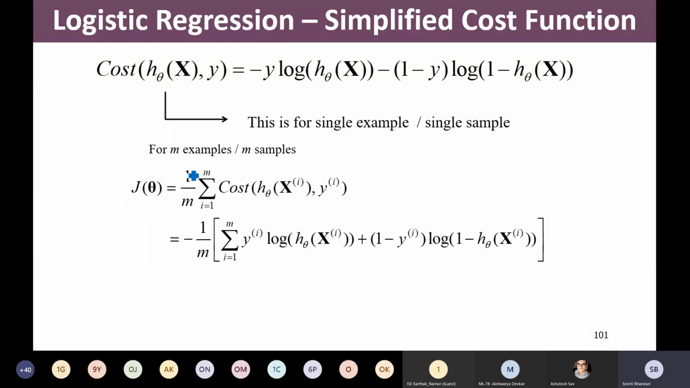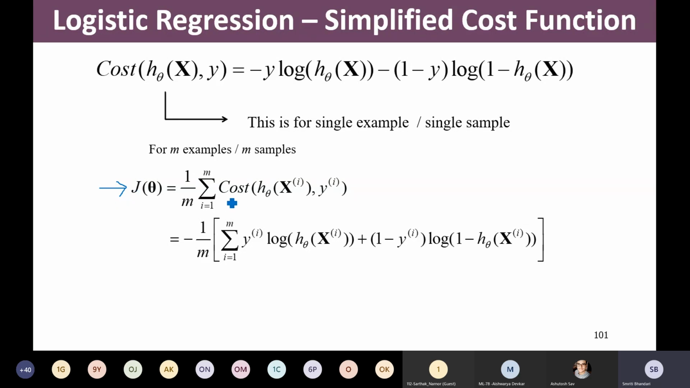So J of theta equal to 1 divided by m summation over i equal to 1 to m of cost of h theta x_i comma y_i. Here i is varying from 1 to m, as I have m number of examples. So we are computing the cost for each example in our training data set, and then we take the average. So this J of theta is providing us the cost for m examples in our training data set.